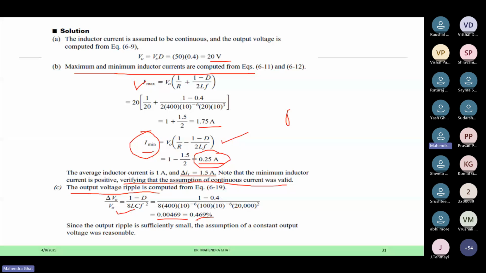So we can say whatever values we have chosen, or whatever frequency we have chosen, depending on that, we'll get the output voltage equal to 20 volt with a voltage ripple of 0.469%.